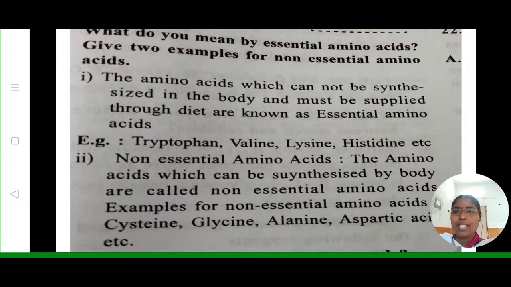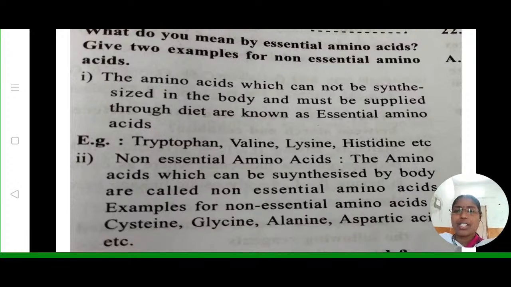The amino acids which cannot be synthesized in the body and must be supplied through diet are called essential amino acids. Examples: tryptophan, valine, lysine, histidine, etc. These are the examples of essential amino acids.